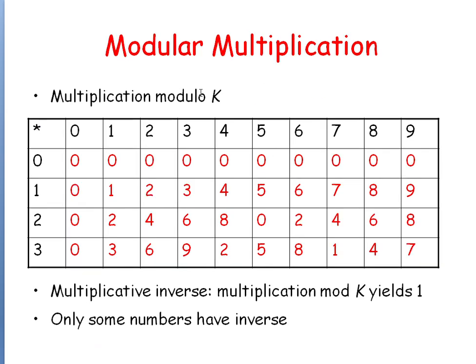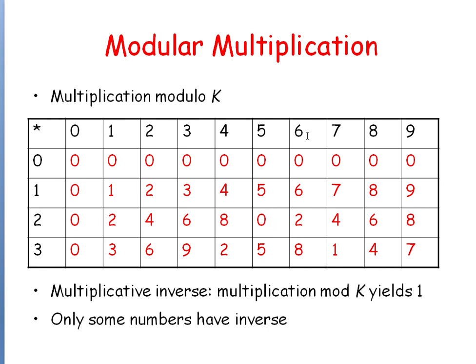Modular multiplication is the same as previous; the multiplication operation is taken care of in this way. 0 times 0 is 0, 0 times 1 is 0. This row is 0, and this row is also 0. 1 times 1 is 1, 1 times 2 is 2. After 9, see, 2 fours are 8. 2 fives are 10, and 10 means 0, 10 minus 10.